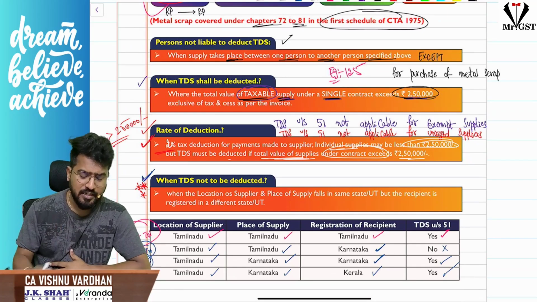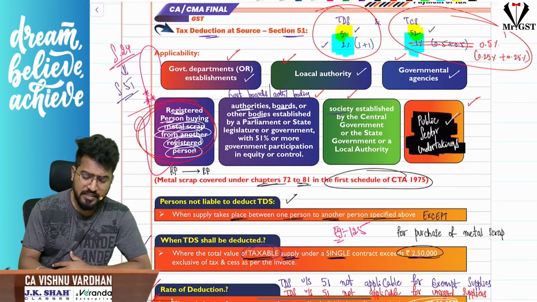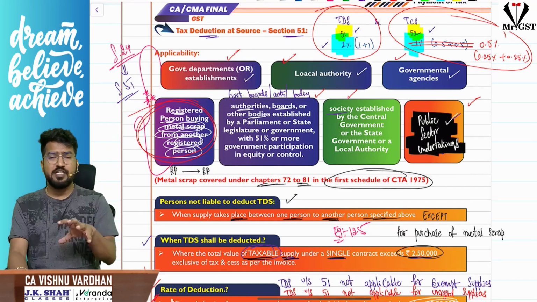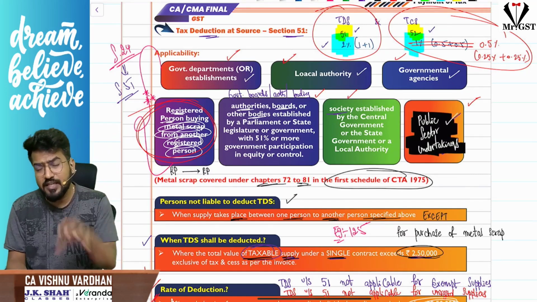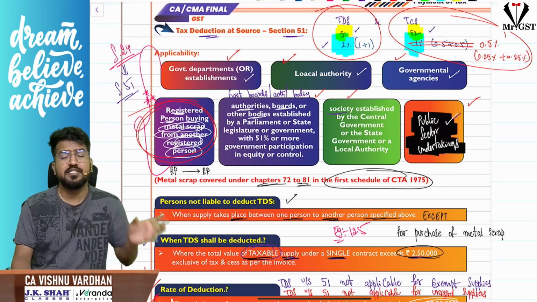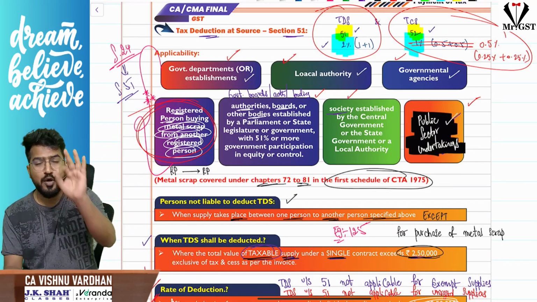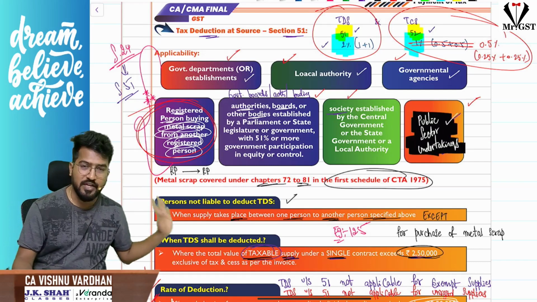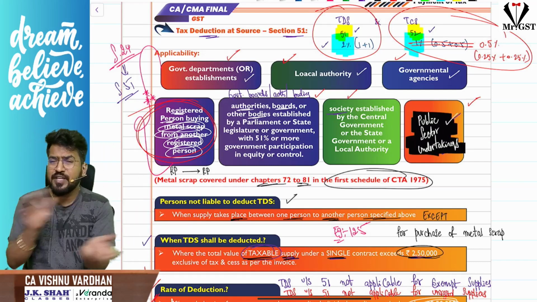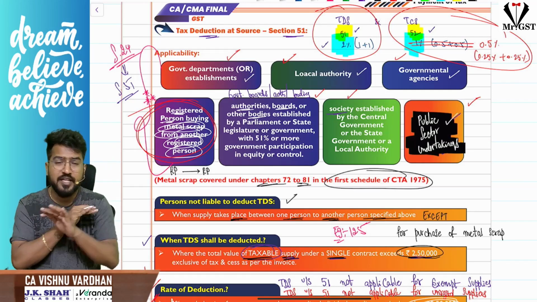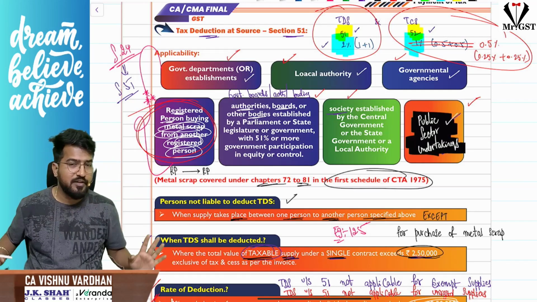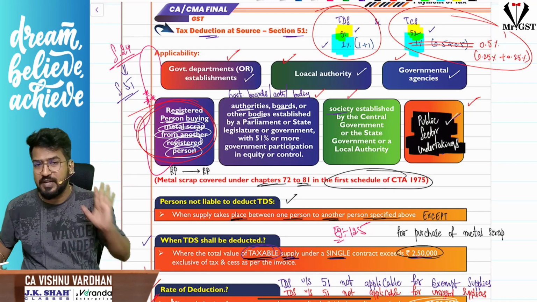And please understand, for these people TDS provisions are applicable means these people are the recipients, these people are not suppliers. These people are receiving something, and while making payment they have to deduct TDS under section 51. Okay, now the concept is between themselves itself, if anything is happening, TDS provisions are not applicable, section 51 is not applicable, except for metal scrap dealer.